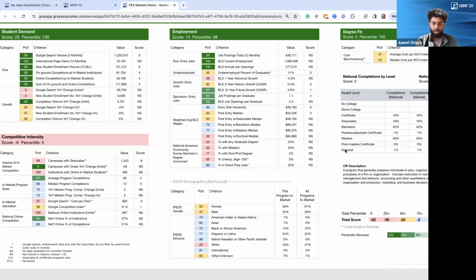And we have crosswalks that, if you had access to a system like this, you would be able to use to answer that question, right? What do we consider as a direct prep job? You would be able to see those.